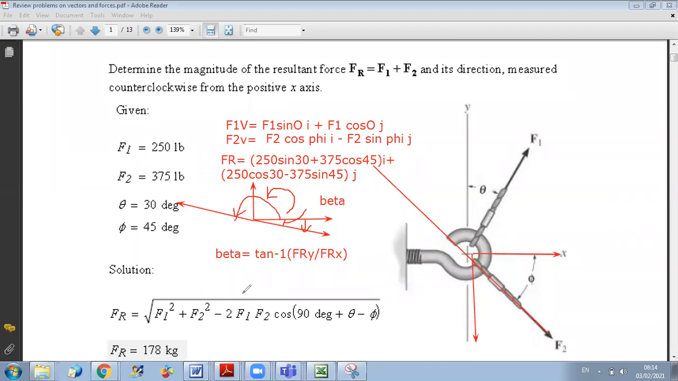Now, concerning the magnitude, it's very simple. It's the radical of FRx squared plus FRy squared. Any question on the first method, the analytical method?